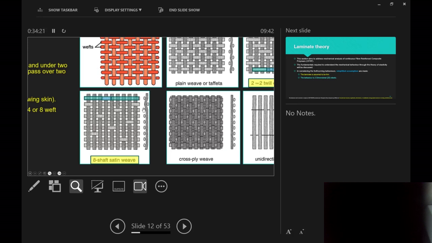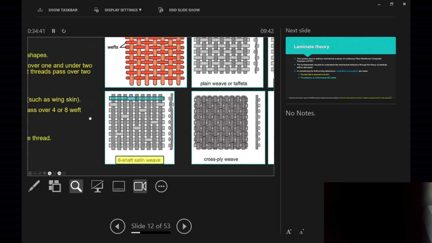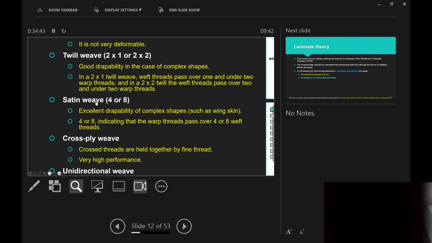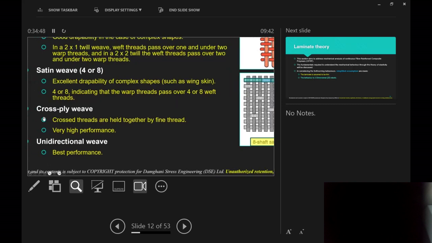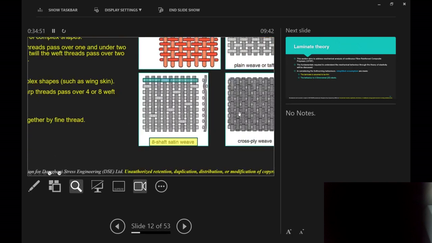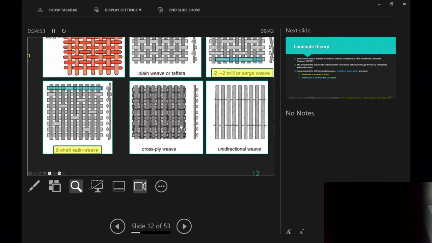This is called 8HS, 8 harness satin. The one we use is 5 harness satin. It's a good example if you count 1, 2, 3, 4, 5, 6, 7, 8. So it's going over 8 and under 1. Okay? If you look at the cross-sectional view, I've put some explanation here for you. I'm just trying to improvise, not reading from the text here, just to make sure we are all going with it. So we've got another one, cross-plying weave.